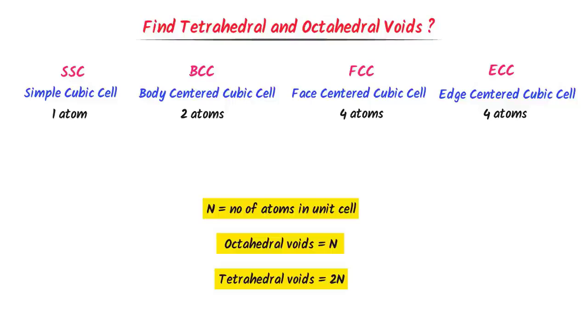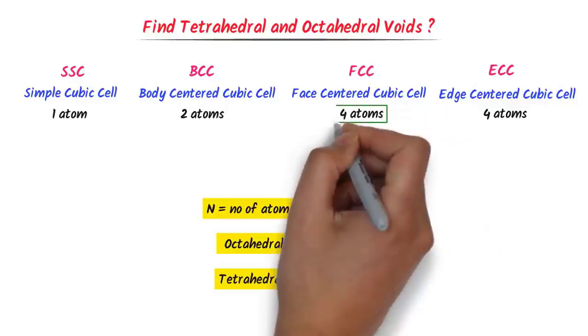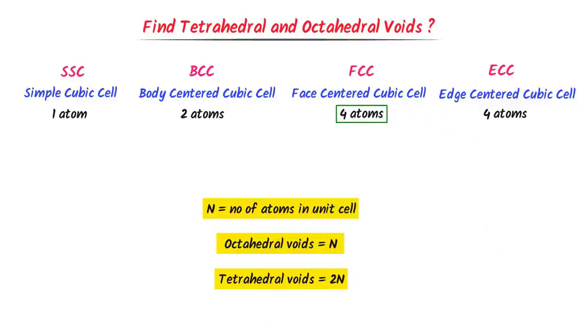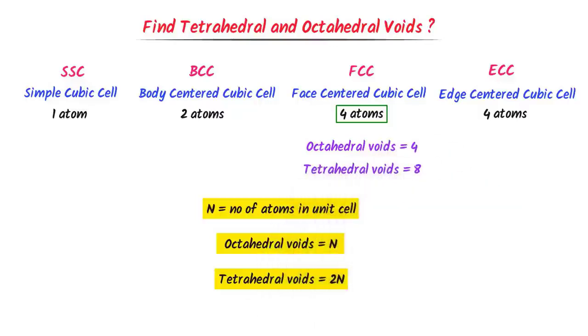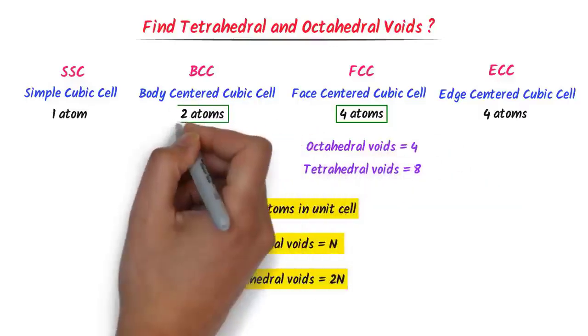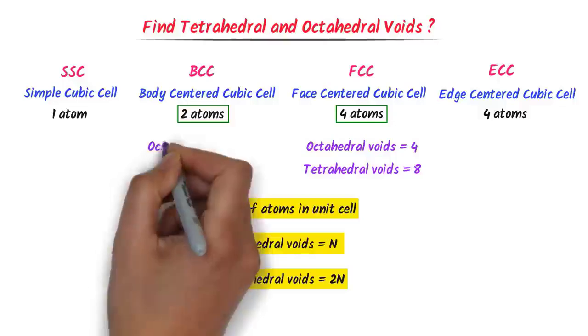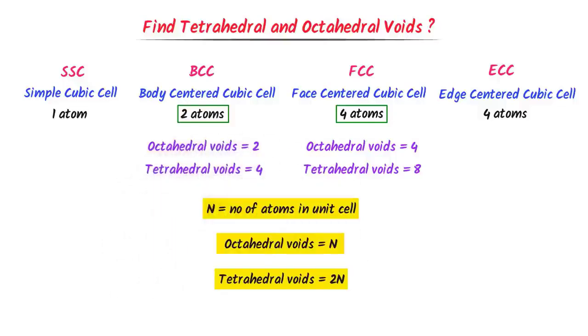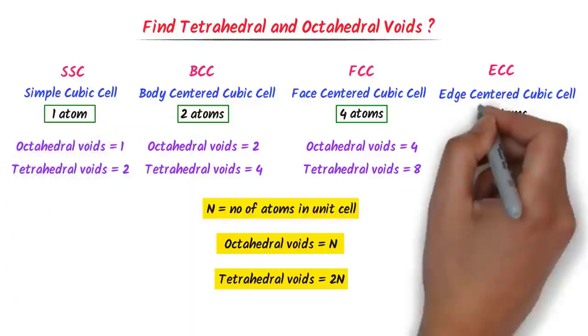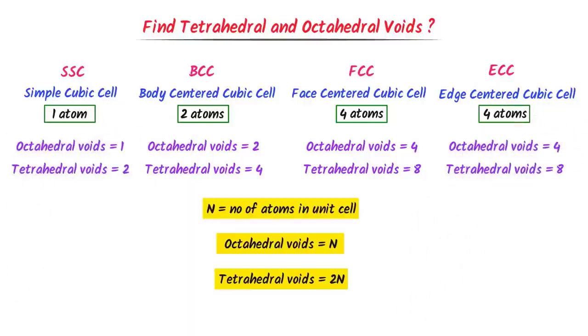For example, in FCC, there are 4 atoms. So it has 4 octahedral voids and 8 tetrahedral voids. Similarly, in BCC, there are 2 atoms. So it has 2 octahedral voids and 4 tetrahedral voids. Thus, using this trick, we can easily calculate tetrahedral voids and octahedral voids in any unit cell.